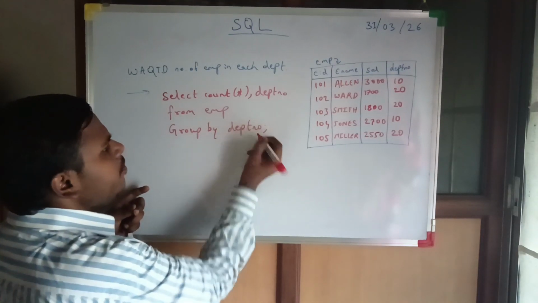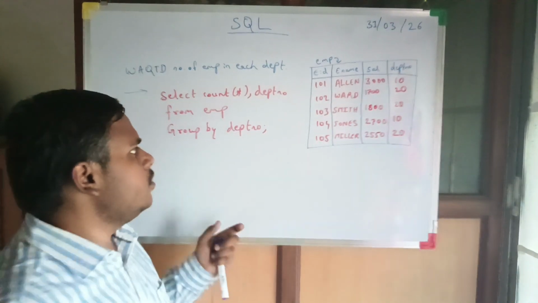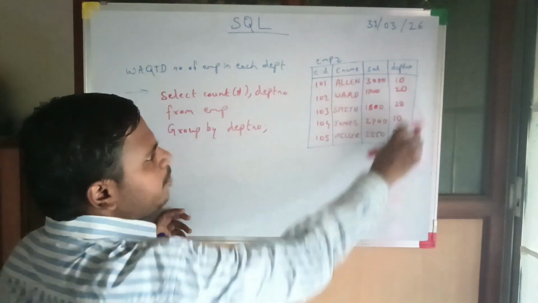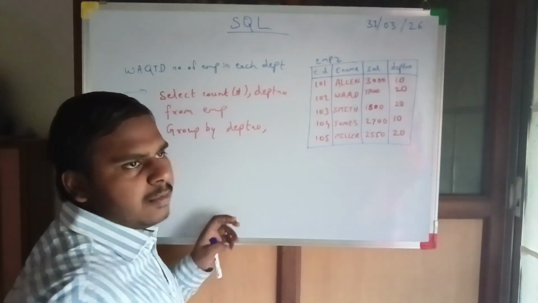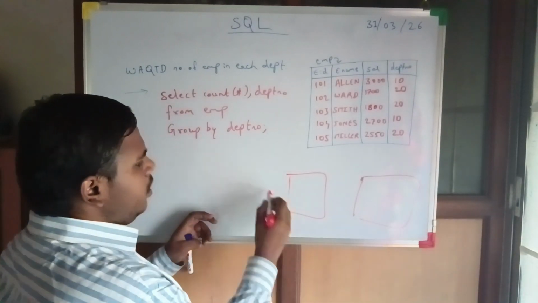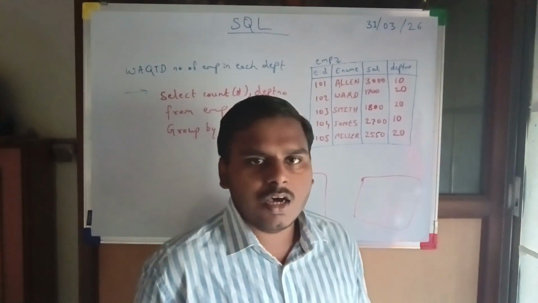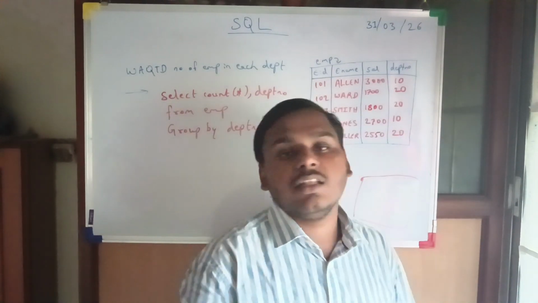We need to create the group based on what? We need to create the group based on the department number. So it will create two groups. Department 10 group will be there, department 20 group will be there. Two groups will be there, in which it will count the number of records and show the output. And how the final output will come, I have explained well in the last video.